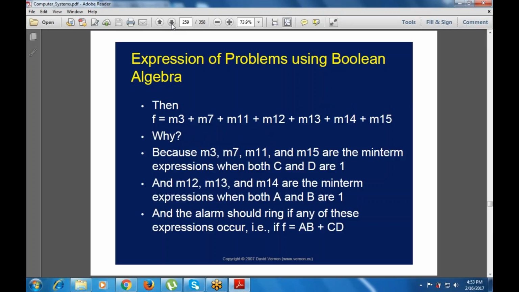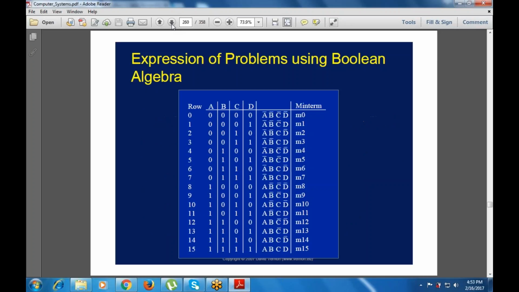Then F equals M3, M7, M11, M12, M13, M14, and why? Because M3 is the min term expression when both C and D are 1. And these are the min terms M12, M13, M14, when both A and B are 1. And the alarm should ring if any of these expressions occur, that is F equals AB plus CD. And these are the various expressions that start with 0 and end with 15.